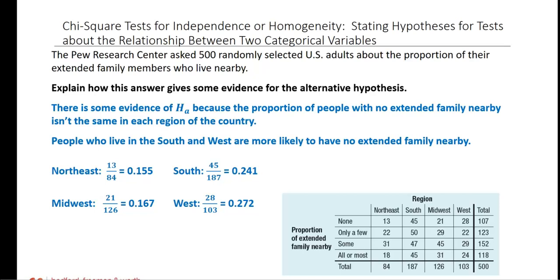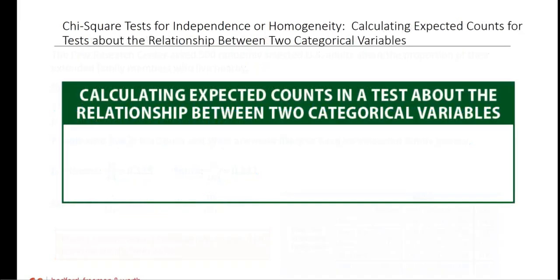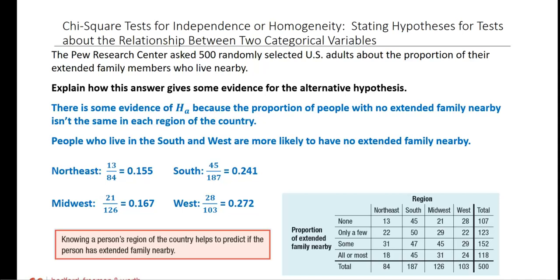If those were all the same proportion there, we don't have much evidence right now, right? But they're not the same. They're quite a bit different. So it could be knowing a person's region of the country might help predict if the person has extended family. So we're in the kind of maybe stage, but we haven't proved anything yet.